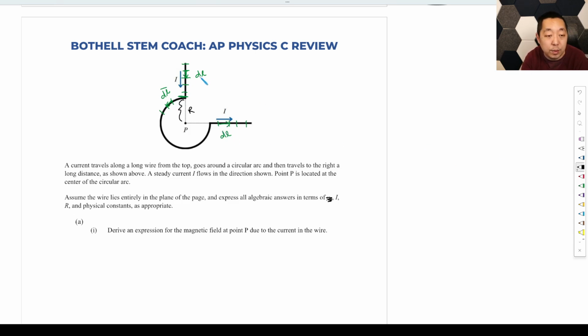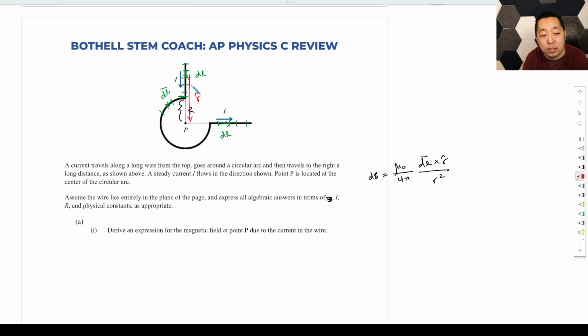Okay, so let's talk about this first segment going down like here. The dL is like that. And my r hat vector. Let's write out Biot-Savart just to make sure we know what we're doing. It's mu naught over 4 pi, dL cross r hat, divided by r squared. That's the contribution. So for this guy, we have to draw the r hat vector, pointing from here to the point here. That's my r hat vector. It's unit length, but it points in that direction.